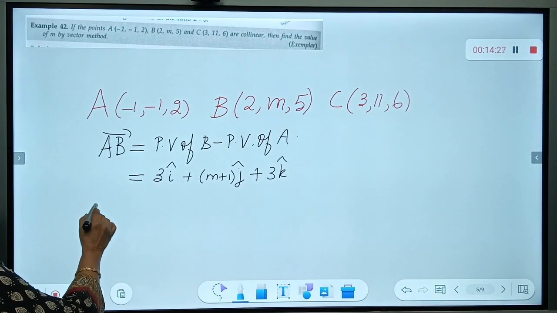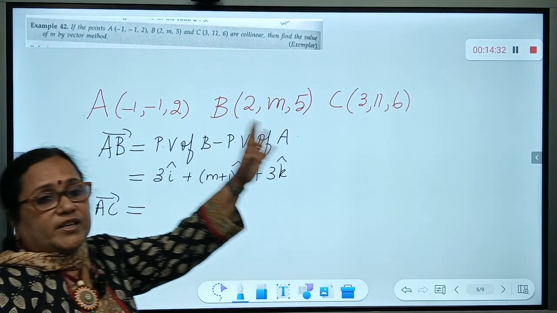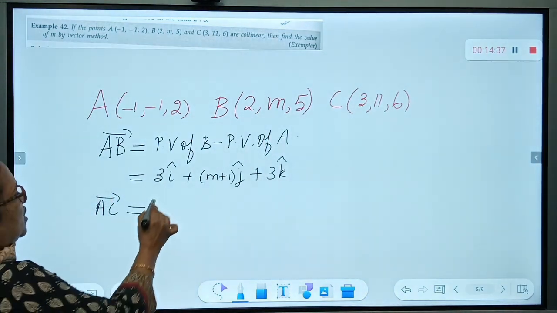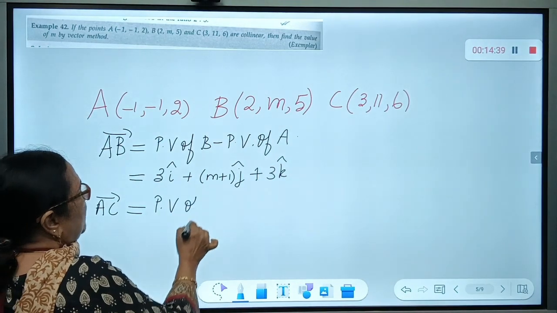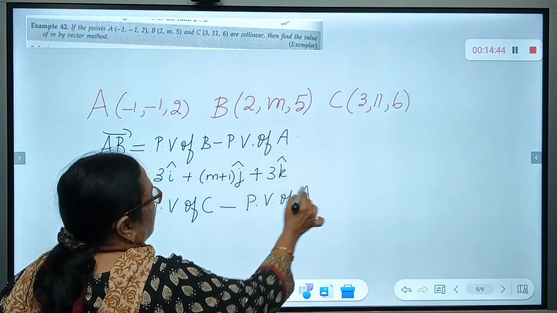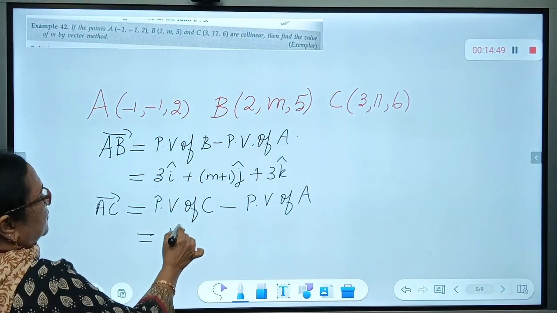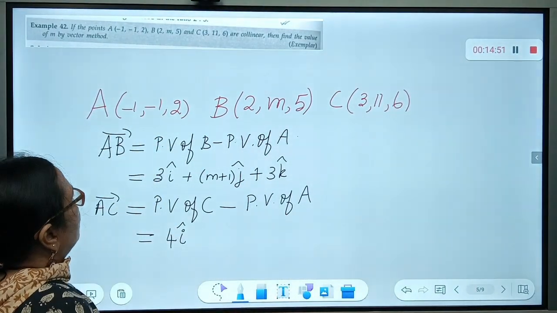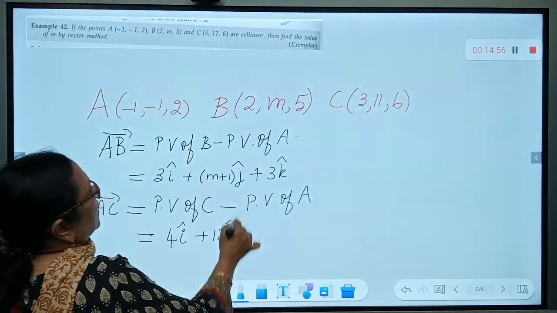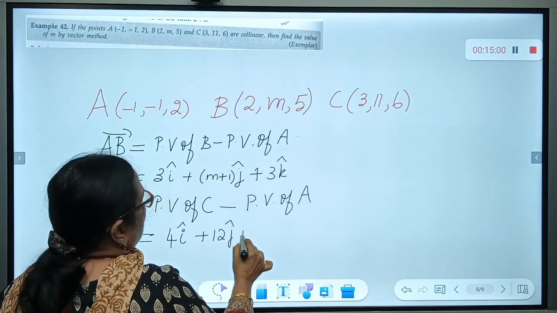Now, let us find AC vector, because AC vector is defined because we know the coordinates of A and C. Only we do not know what is the value of m. Now, AC vector will be position vector of C minus position vector of A, which will be 3 plus 1, 4i. 3 minus of minus 1, so 4i, plus 11 plus 1, 12j. 11 minus of minus 1, so 12j, plus 6 minus 2, 4k.